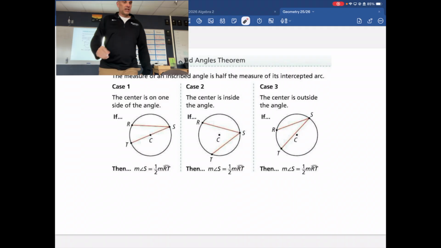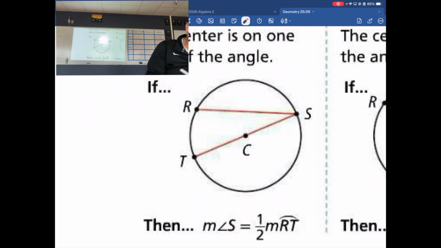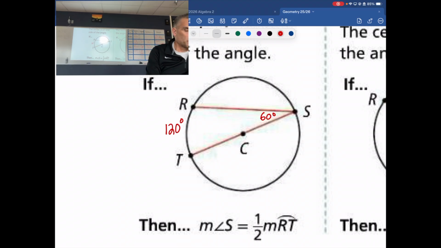If we look at just this first one and start putting some numbers in there, if I tell you that the cone in there is 60 degrees, the arc that it creates is double that. So the arc that it creates is going to be 120 degrees. It has to be double the angle that it creates. The angle is half the arc.